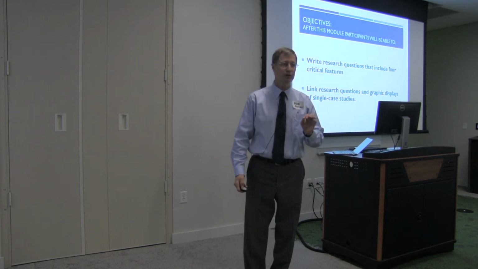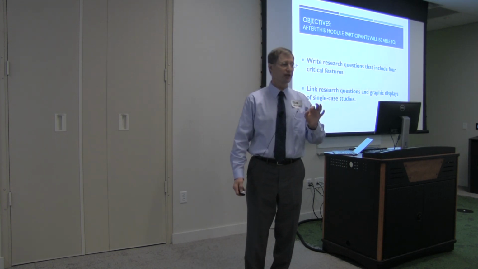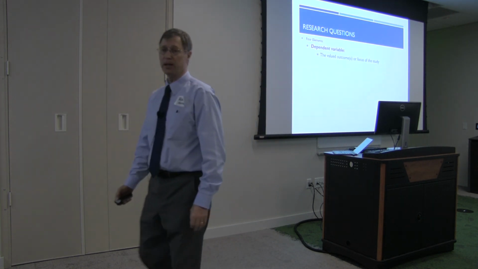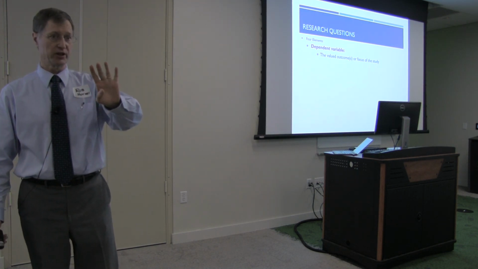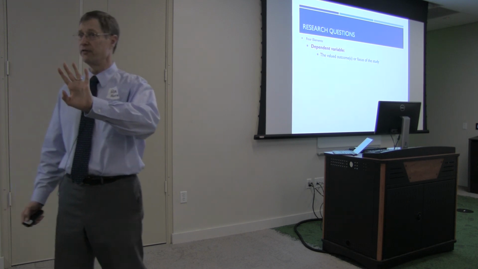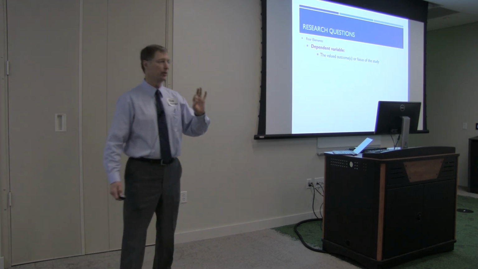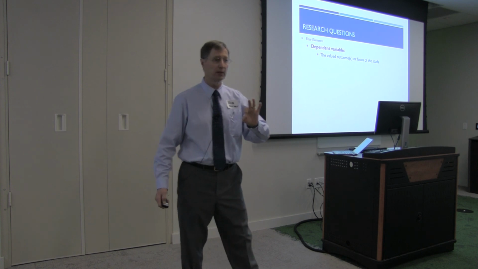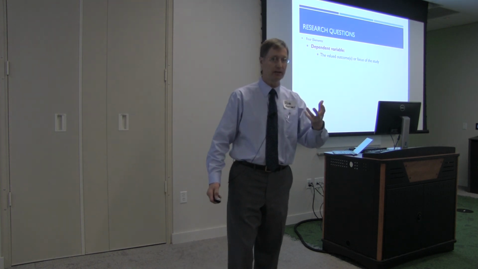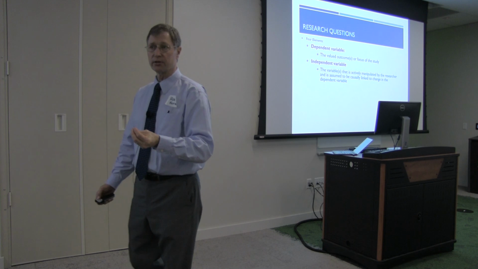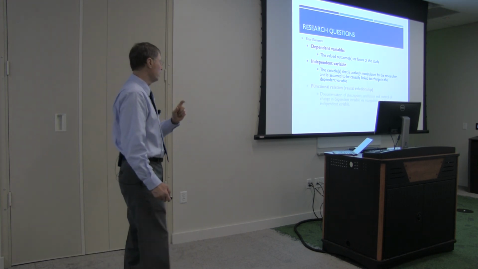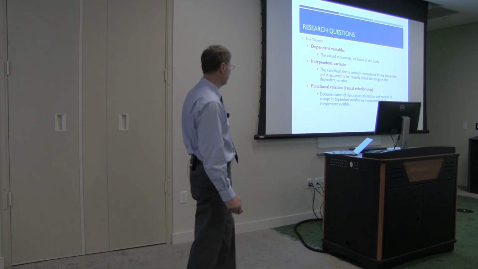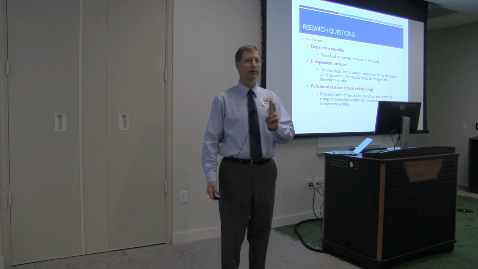Basically, when people write research questions, they don't write research questions that are sufficiently precise to be able to guide a single case method. So I want you to be able to write research questions that deliver 4 features. Most research questions do 2, some do 3, very few do all 4. Always, within the research question, you're going to start with the dependent variable. So what is the variable of interest? Second, you're going to describe the independent variable, typically across multiple conditions or rates or levels of the independent variable.